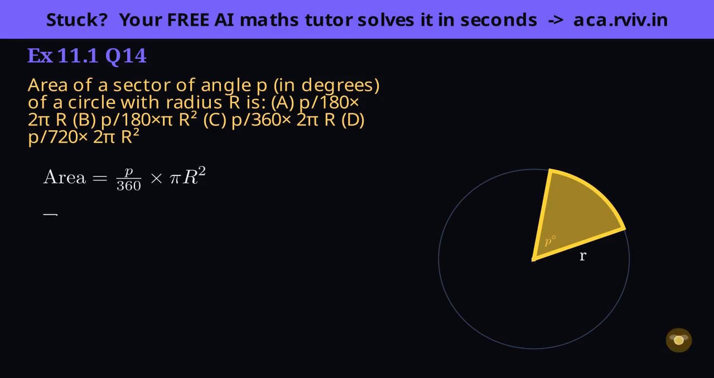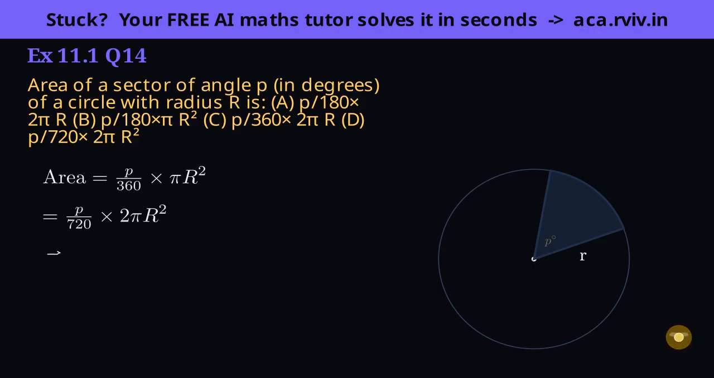The choices carry a 2 pi r, so let's manufacture one. Multiply the bottom by 2, making it 720, and multiply the top by 2 as well so the value is unchanged. That 2 rides up to pair with pi r squared. Same quantity, new costume. That's option D exactly. And you can dismiss the rest at a glance.